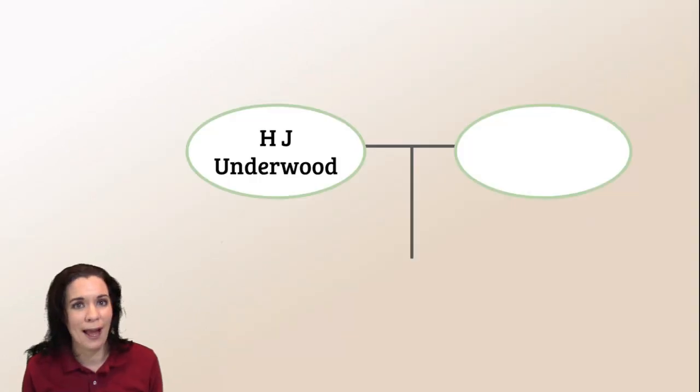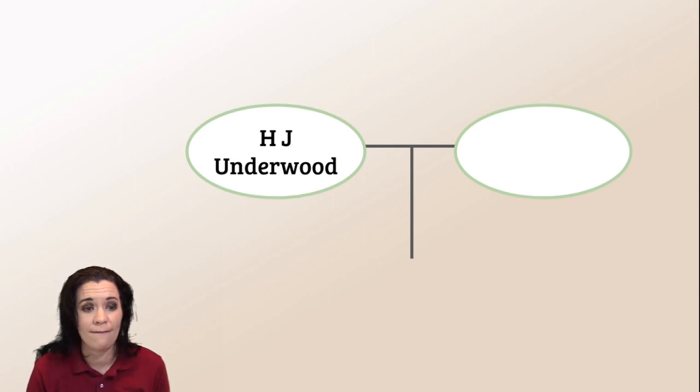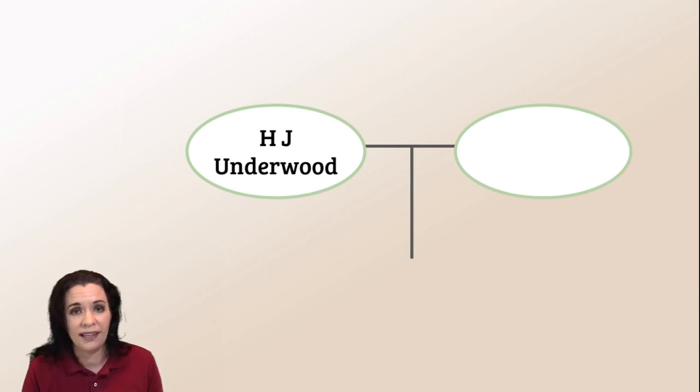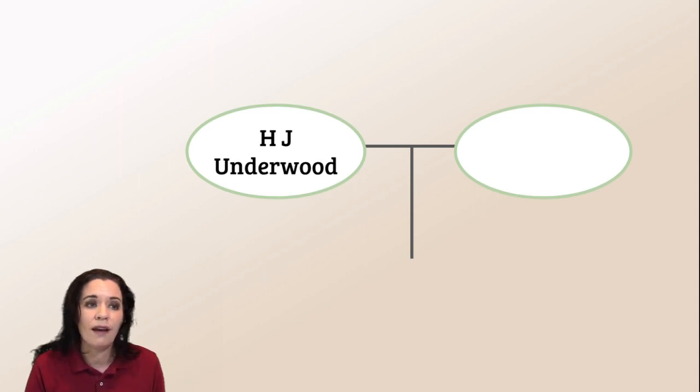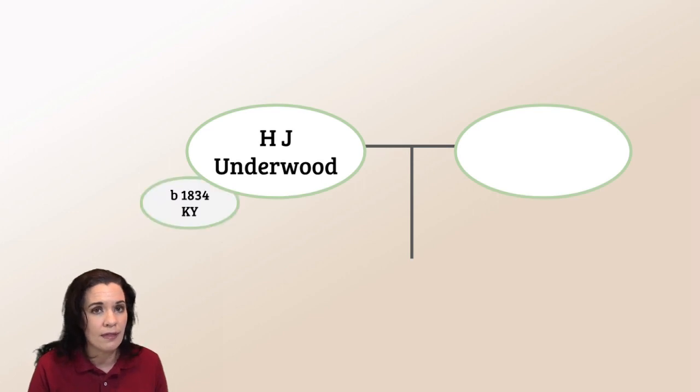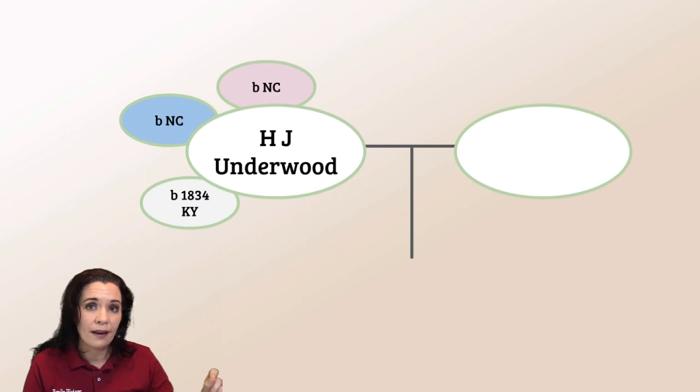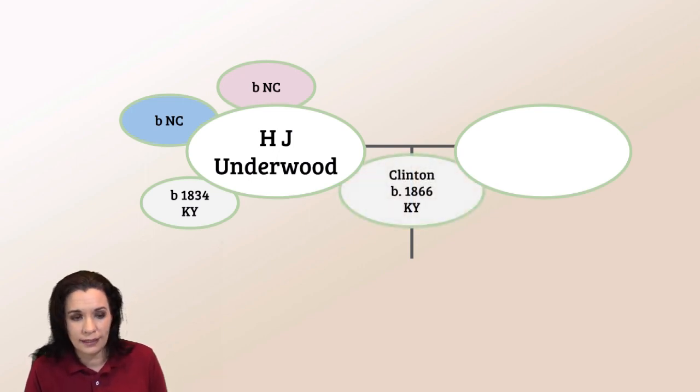And it's clue web time. I know, I'm obsessed with clue webs because I like to visualize the information I've found. So once again, we found an H.J. Underwood living in Grayson County, Texas in 1880. No wife is listed, but we do have a birth in Kentucky about the age to be the father of Winfield. Hyrum's parents are listed as both from North Carolina, and he has a son, Clinton.